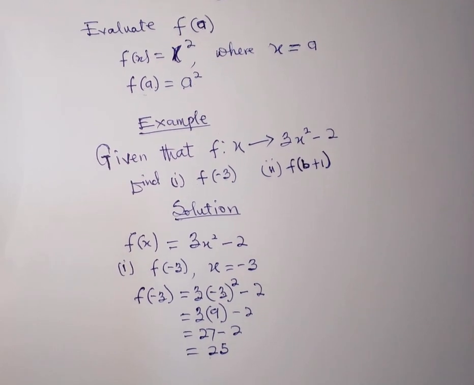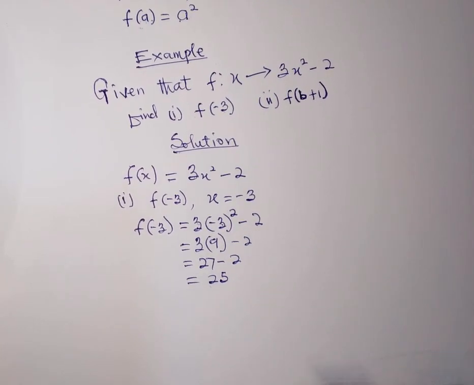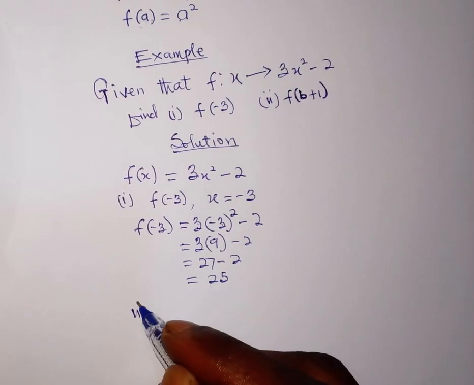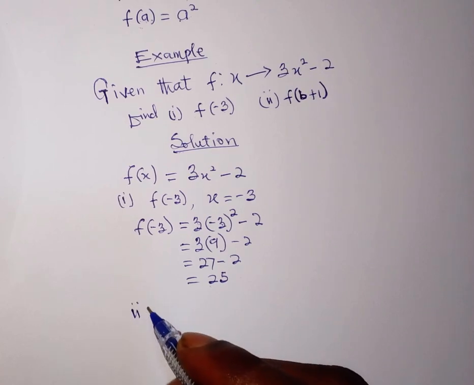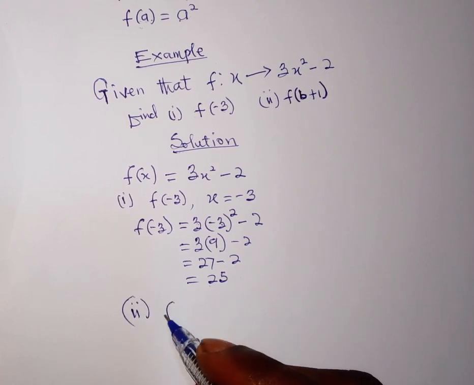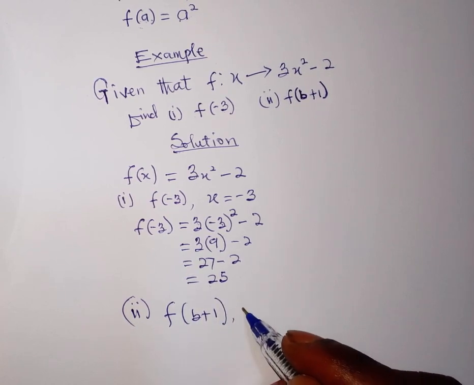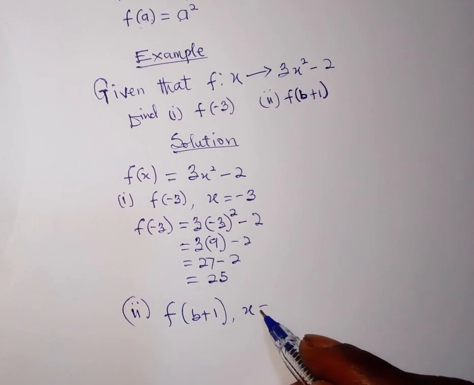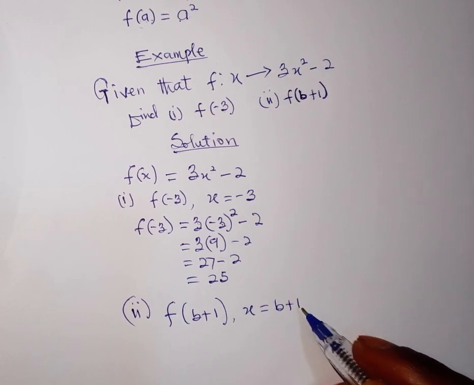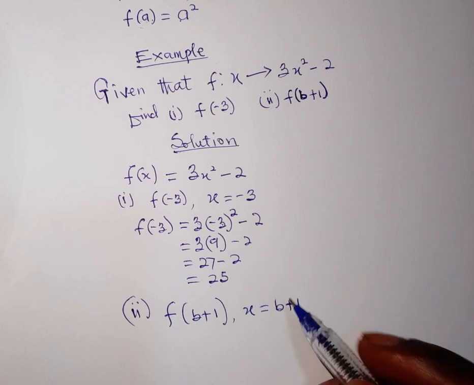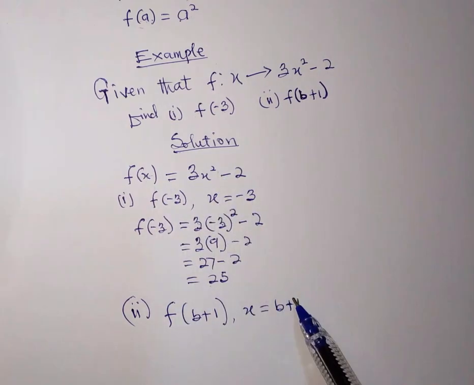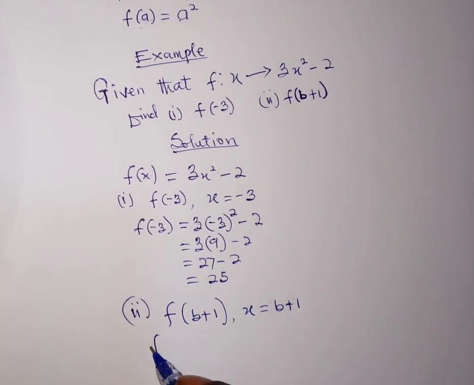Now let's look at example 2, that is (ii). The (ii) also asks us to evaluate f at b plus 1. It also means that my x value is given as b plus 1. That is, wherever I see x in the equation, I put the entire b plus 1 there. So that is what I'm just going to do. All right, great.